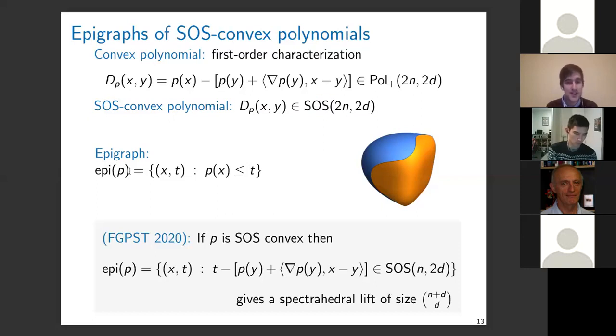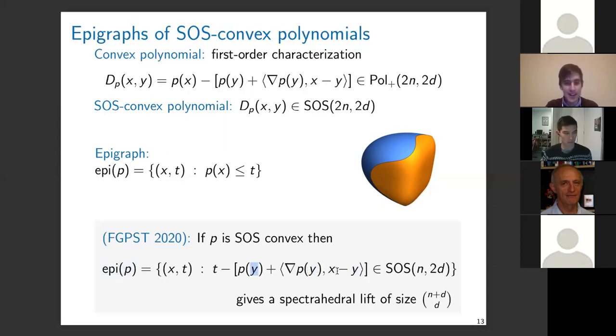So what's the result? It turns out that you can give an explicit spectrahedral lift of the epigraph of an SOS convex polynomial, and it's really just exactly this. So you look at the points (x,t), such that t minus this expression is a sum of squares. Now this expression, I'm only thinking of as a polynomial in y, so it's a polynomial of degree 2d in y, if p had degree 2d.